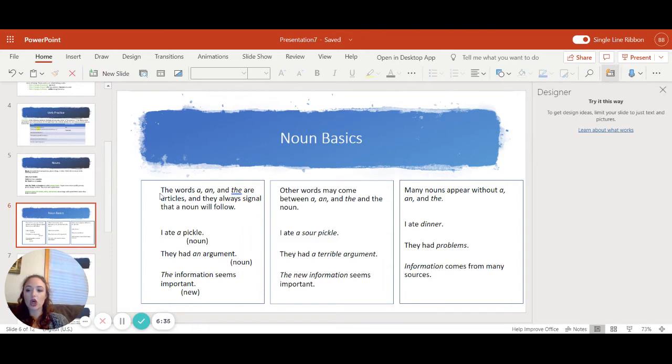We have some things called articles, okay? The words a, an, and the are articles, and they will always signal that a noun will follow. So I ate a pickle. A pickle is a noun, right? It's a thing. They had an argument, an idea or a thing. The information seems important. Information is a thing.